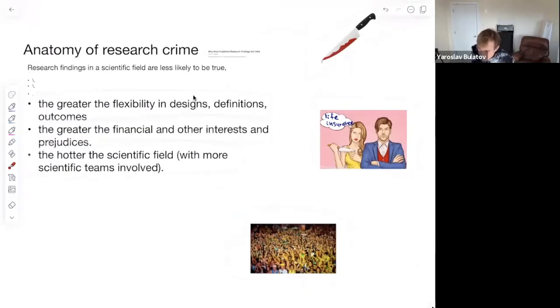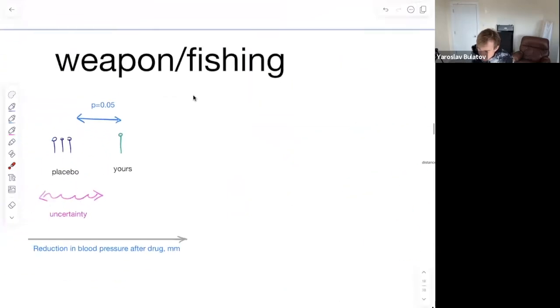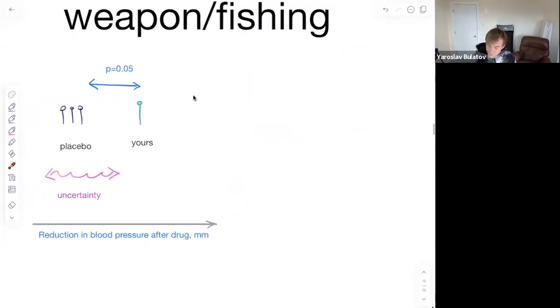What is this flexibility in design and definition? So going back to medicine, imagine you're trying to develop a blood pressure drug, and you're measuring how much it reduces blood pressure in millimeters. Normally the picture is you have some placebo, and then you have some point with some spread, and you want your measurement to be significantly different from placebo. So essentially you want there to be some kind of a gap, and this gap is measured by the p-value.